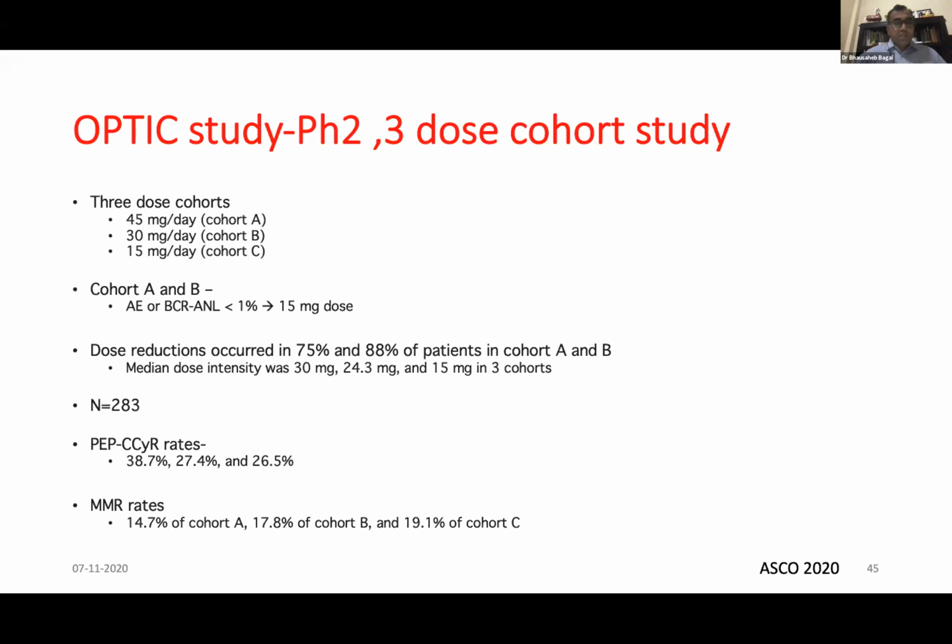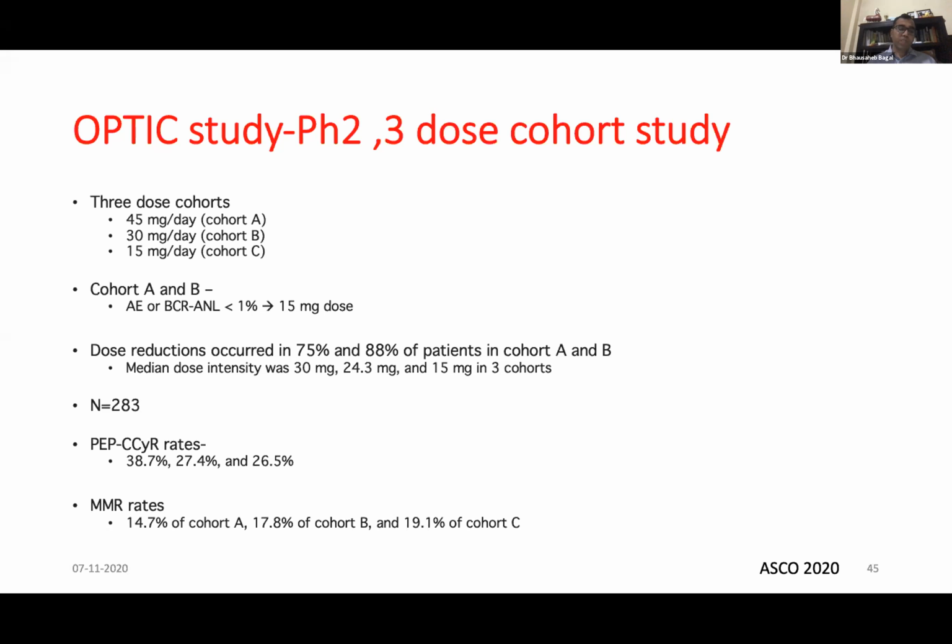And this study came up. This is the OPTIC study, a phase 2 study. They used 3 doses of ponatinib, 45 milligram, 30 milligram, and 15 milligram in 3 cohorts. In cohorts A and B, they planned to decrease the dose to 15 milligram if you have an adverse event or BCR-ABL falls below 1%. By doing this, they could decrease the dose in 75% of the patients in cohort A and 88% in cohort B. So almost every patient who was started on a higher dose and achieved a response could be dose reduced.